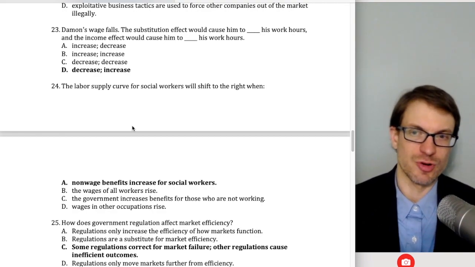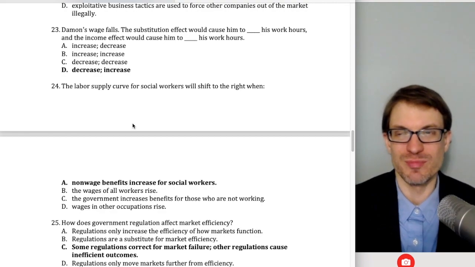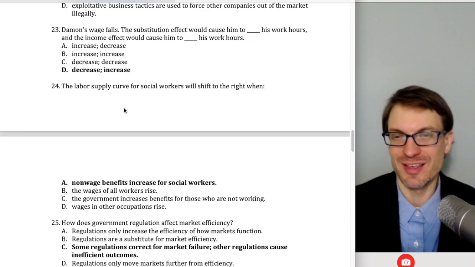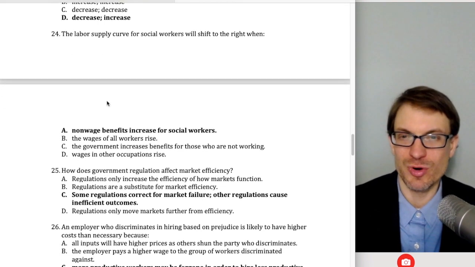But then after a certain point, you'd have more money than you would need and less time in which to spend it, so you want to buy back your own time essentially. All right, so the labor supply curve for social workers will shift to the right.